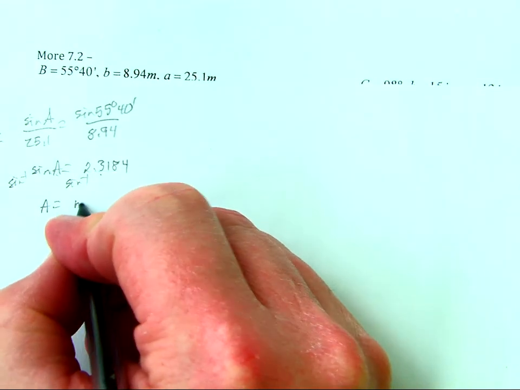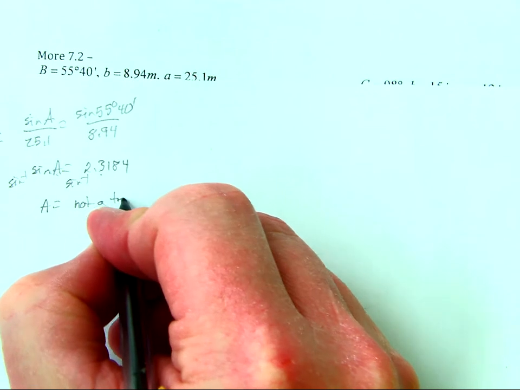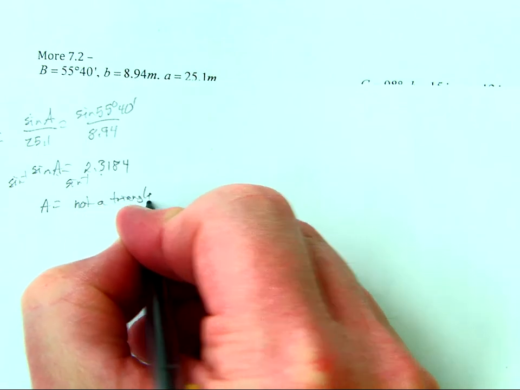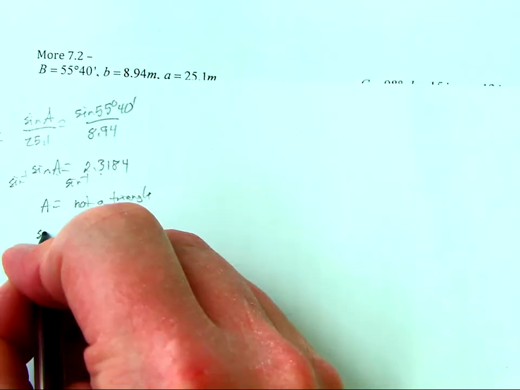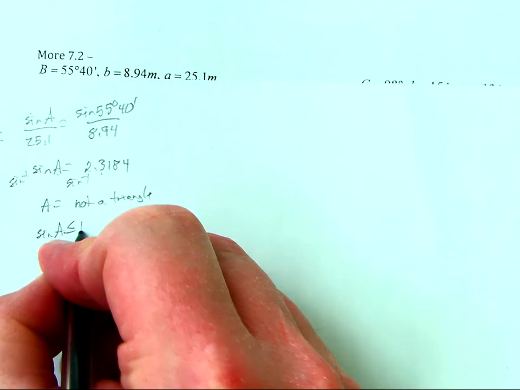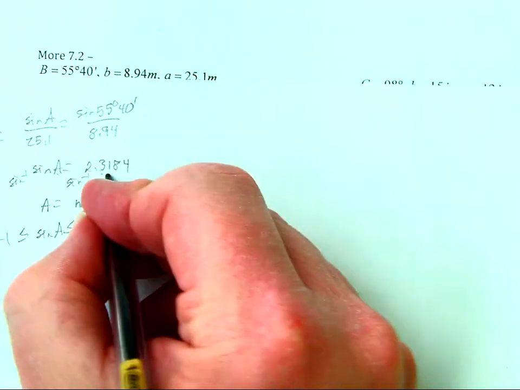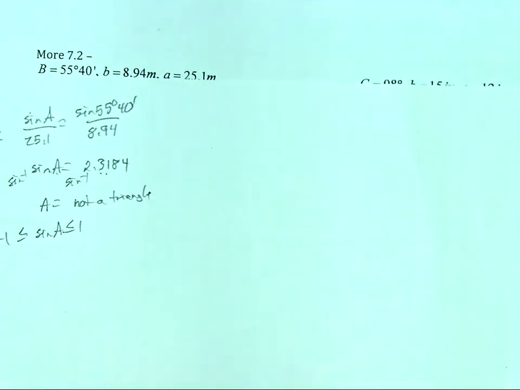So this is not a triangle. Because the sine of any angle has to be between 1 and -1, and this is too big. So this is the kind you hope for. Because when you do it, you say, oh, not a triangle, I don't have to do any more. So that's all we have to do.